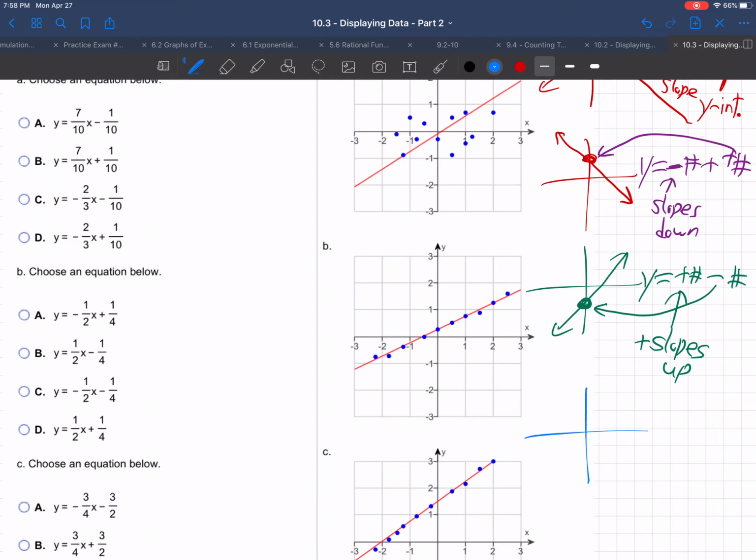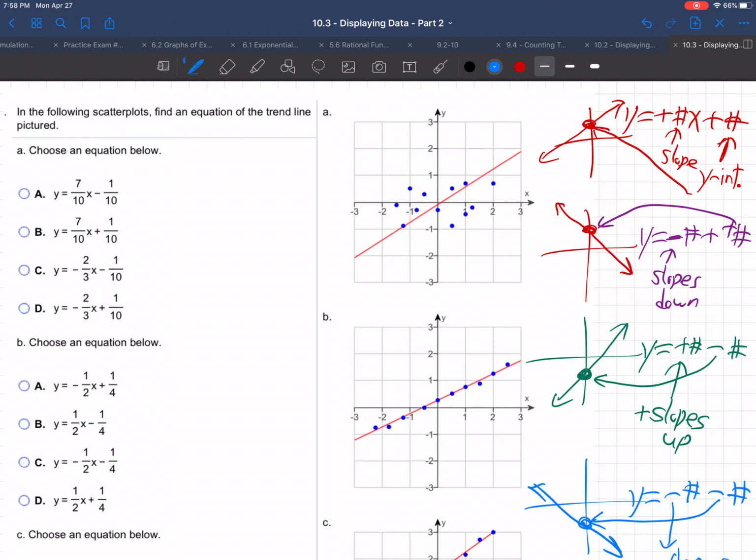And then last case, let me draw it. You could have a line starting below that goes down. In that case, both will be negative. You'll have a negative number and a negative number. This one, because it starts below the axis. This one, because it's negative, slopes down to the right. So those are the four cases. So the number in the front is the slope, and the number at the back is where it starts on the y-axis, the y-intercept.